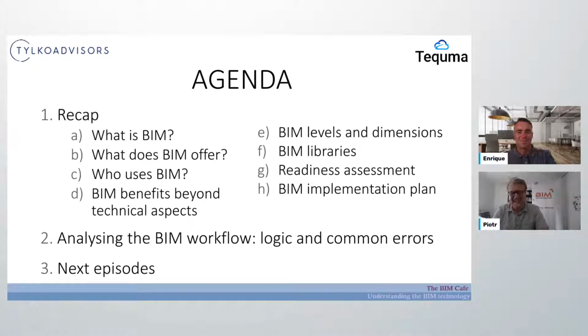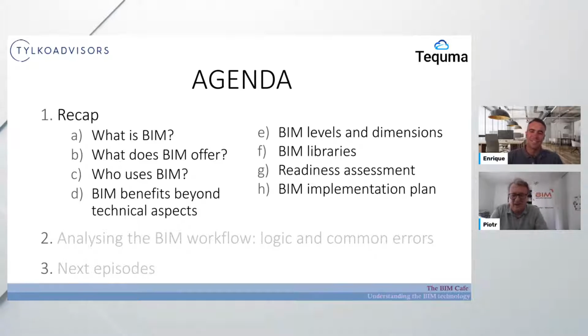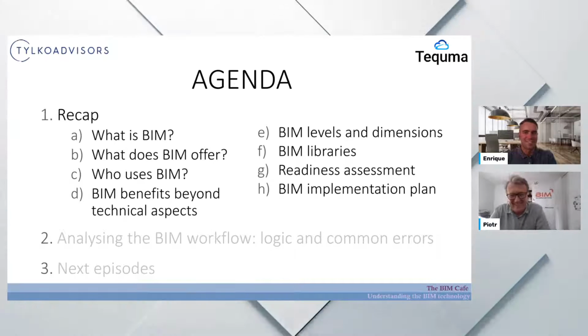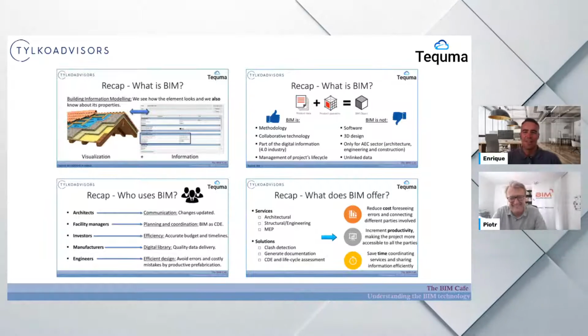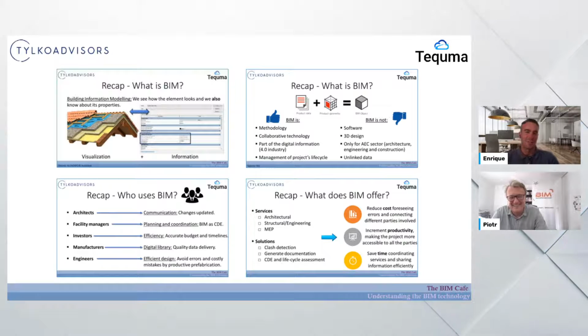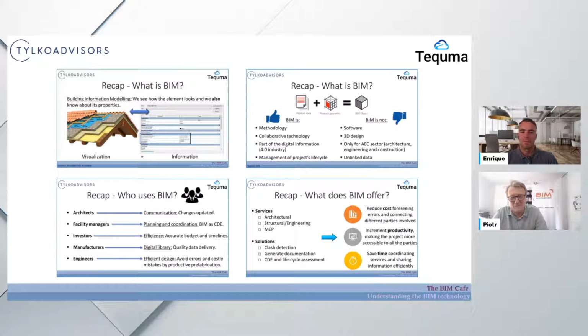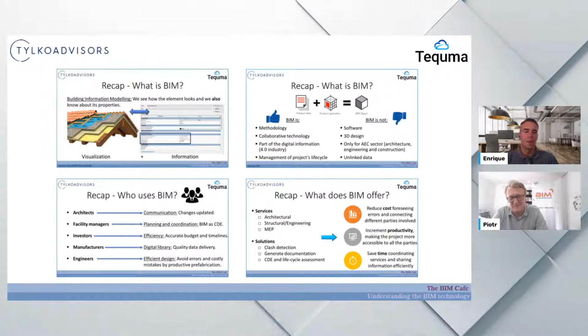But no worries, because it's one of the main things that we do at the beginning of every season: go through the previous episodes and the recap. The main core is what BIM is: visualization and information. You can watch all this before, but remember we are providing visual models with the data inside. We're not providing unlinked data. We're not providing 3D design, beautiful model objects. It's all combined into one.